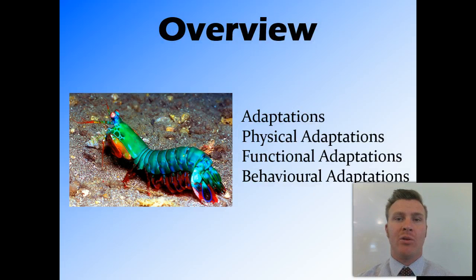Okay, in this video we've looked at what adaptations are. We've looked at physical adaptations, adaptations that you can see and point at, either outside or inside. We've looked at functional adaptations, which occur on the cellular level, so down inside, how the cell works. And we've looked at behavioural adaptations, being how the animal acts.